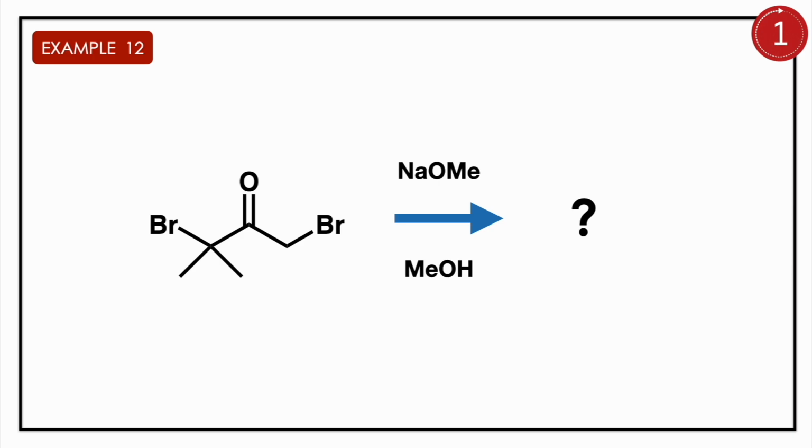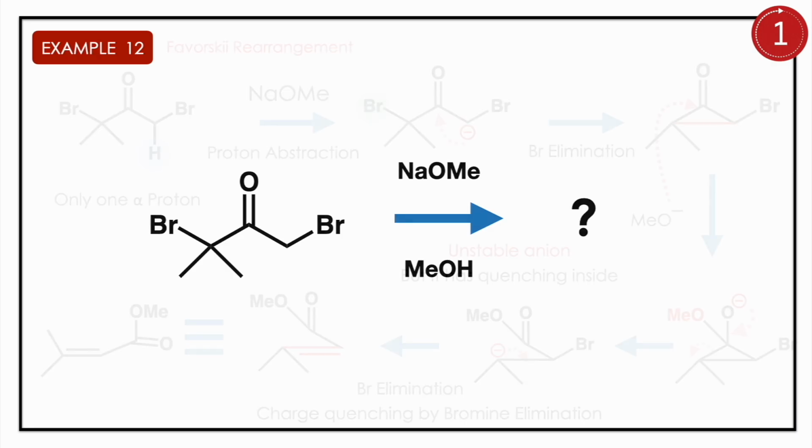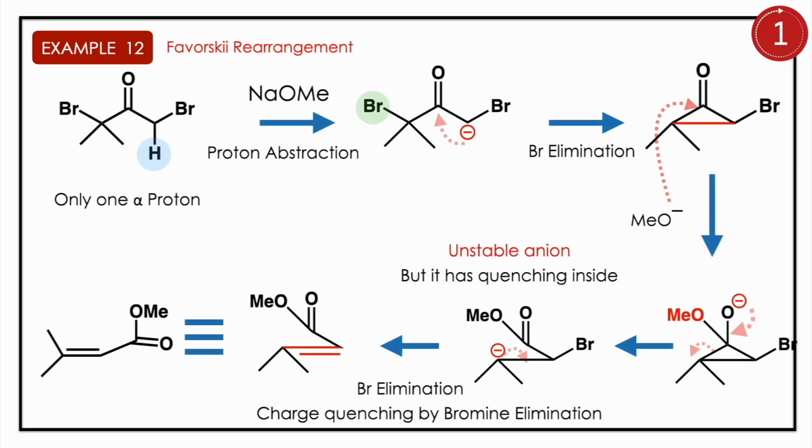Then the next question. Here you have a ketone. At the alpha position you have bromine. On the other side you have bromine with an isopropyl group. You are using sodium methoxide and methanol. You should find what will be the final product. Here you have a carbonyl, you are using a base, and there is an alpha halogen. So there are chances of Favorskii rearrangement.